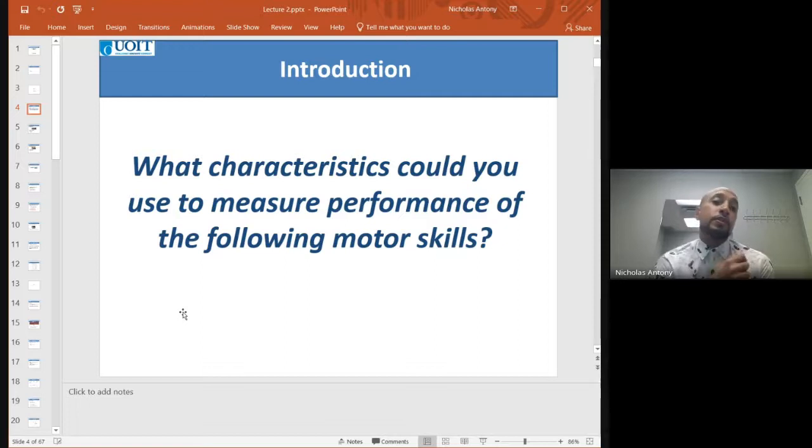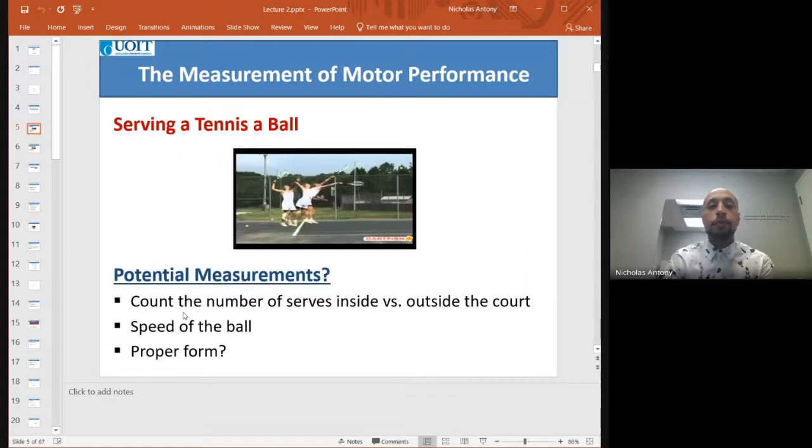Measuring motor skills is a lot more difficult than you would think intuitively. So I want to pose a question to all of you: what characteristics could you measure for the following motor skills? Here we have an example of serving a tennis ball.